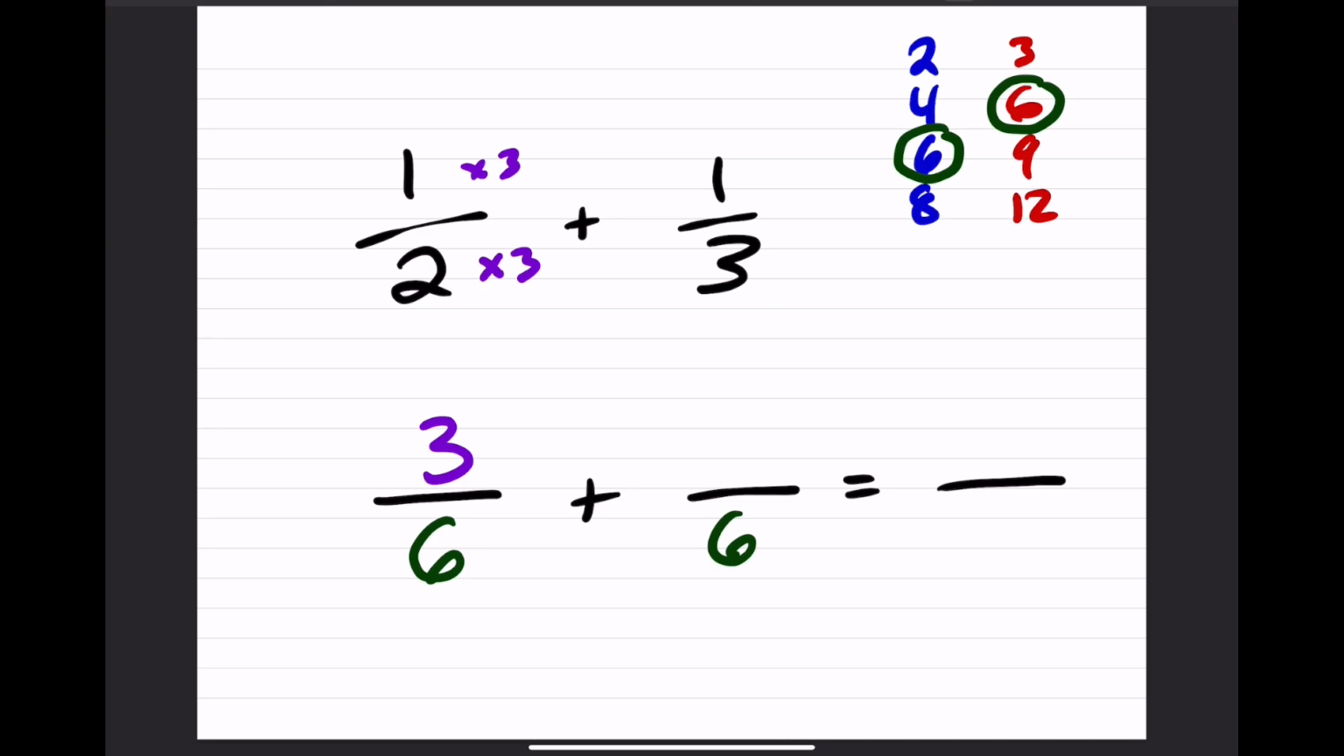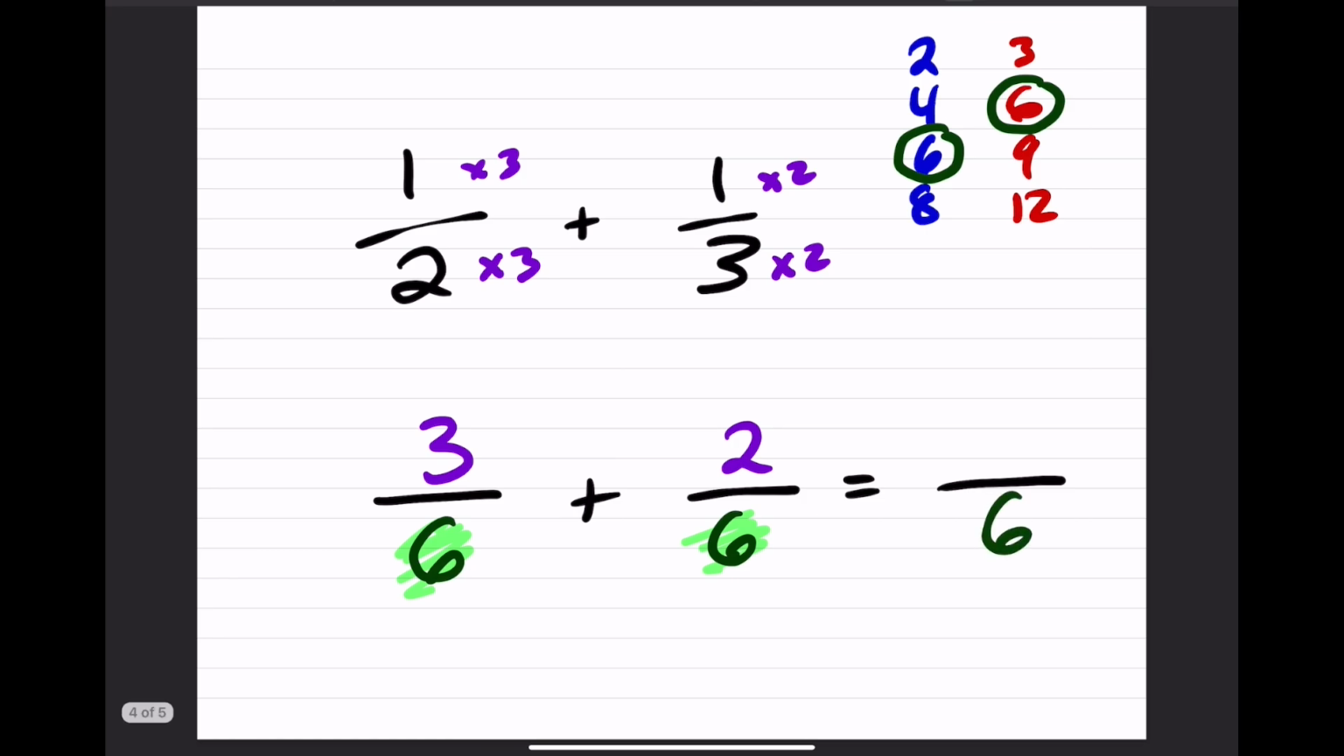Let's do the same thing with the 1/3. To turn the 3 into a 6, we're timesing it by 2. So I'm going to do the same thing on the top. 1 times 2 is 2. 3 times 2 is 6. So 1/3 is 2/6. Now we have like denominators. Since we have like denominators, we're going to go ahead and keep that like denominator in our answer.